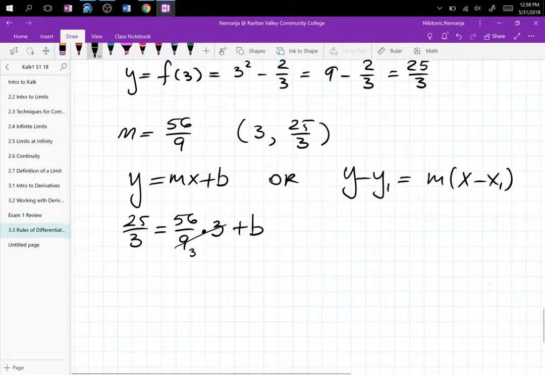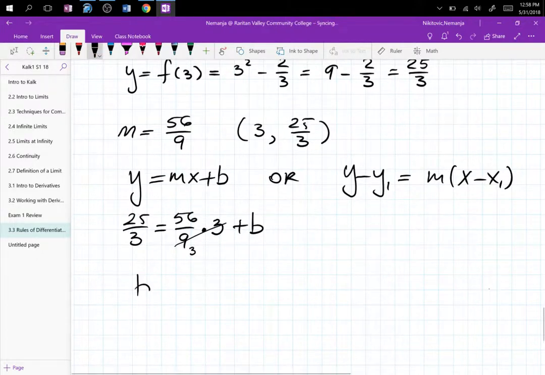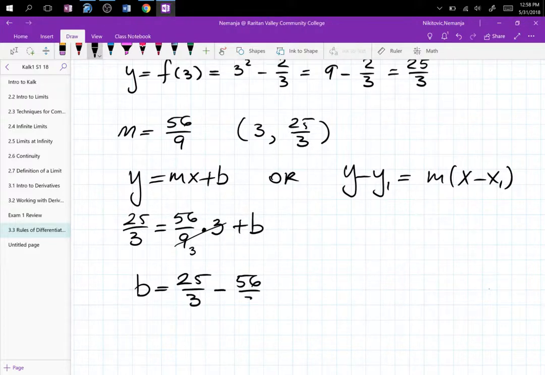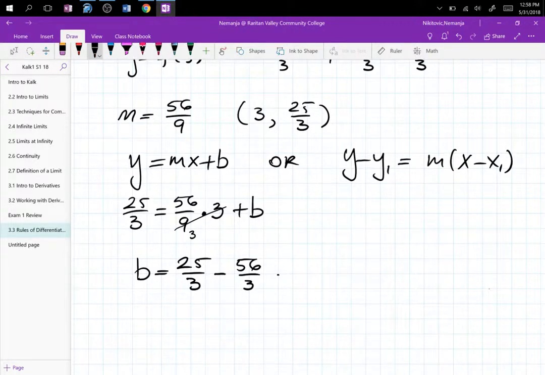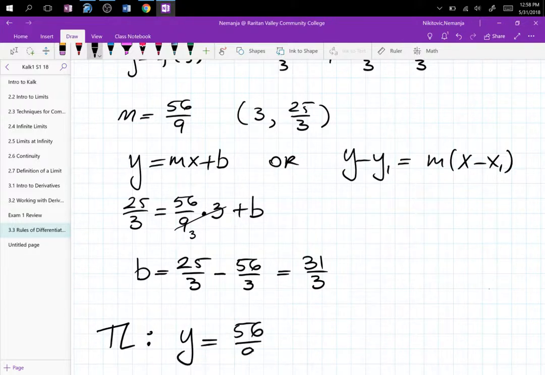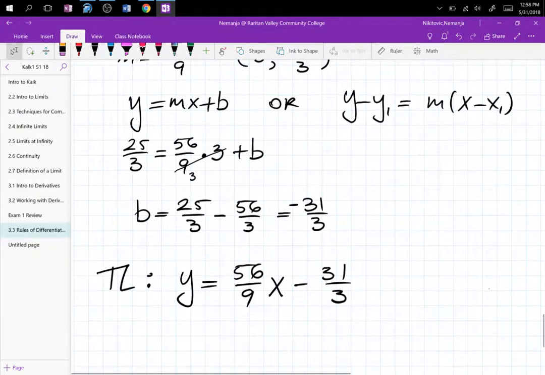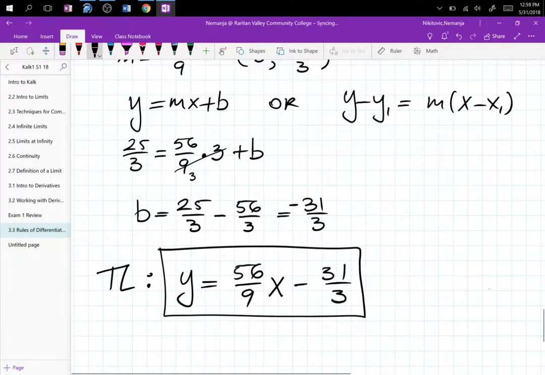These guys cancel nicely. So now I have that b is equal to 25 over 3 minus 56 over 3, which gives me, when I subtract this, 31 over 3. So the tangent line is given by y equals 56 over 9 x plus, no, minus, this is a negative number because I have 25 minus 56, minus 31 over 3. There we go, much better. That's the answer.